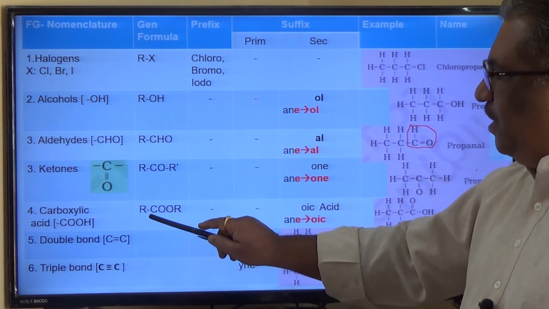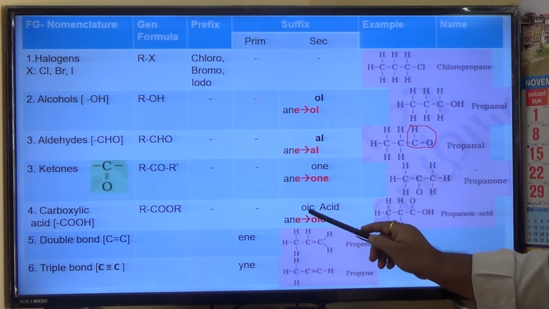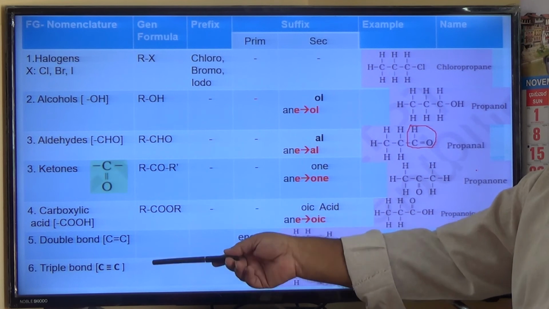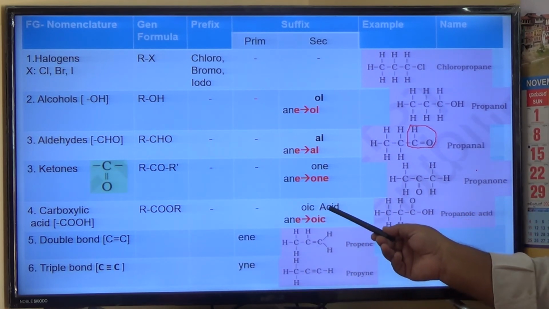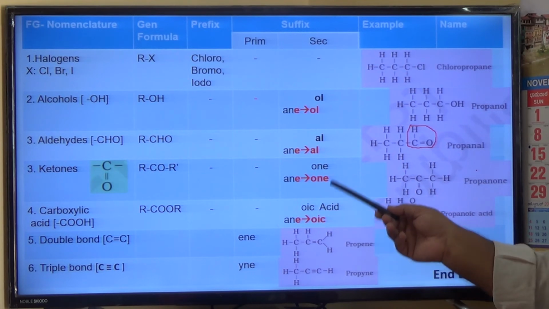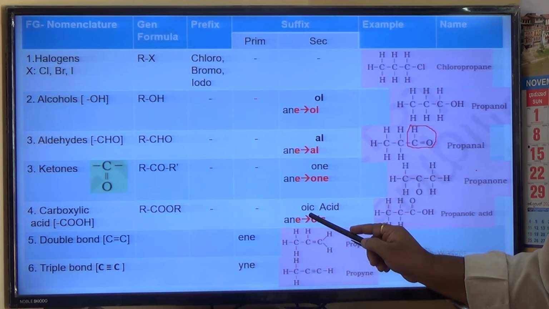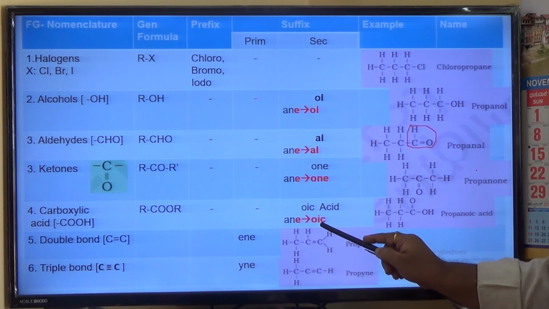Next comes carboxylic acid. Representation: RCOOH, secondary suffix "oic". When we attach a carboxylic group, it is an acid group, and therefore along with this "oic", we generally name that compound as an acid. How do you attach "oic"? For alkanes, the last letter E is replaced with "oic".